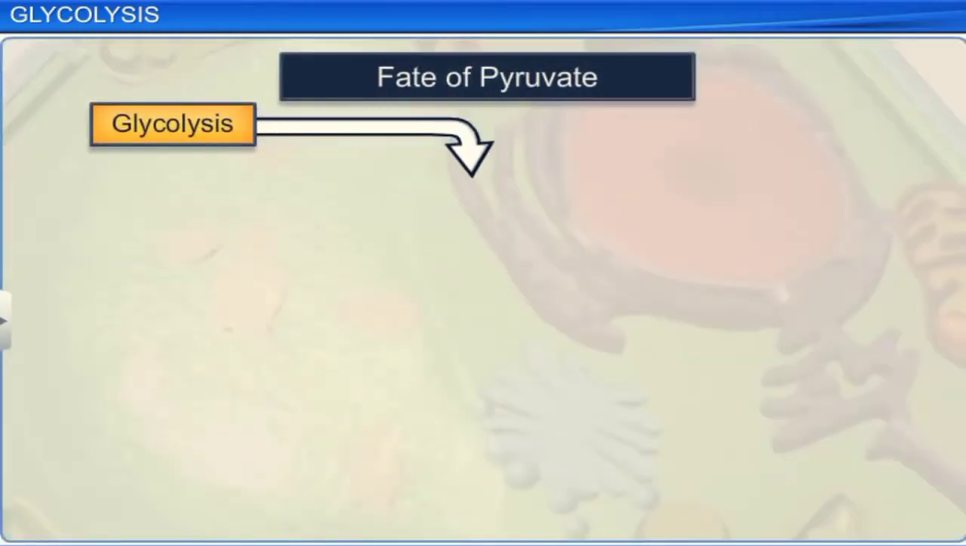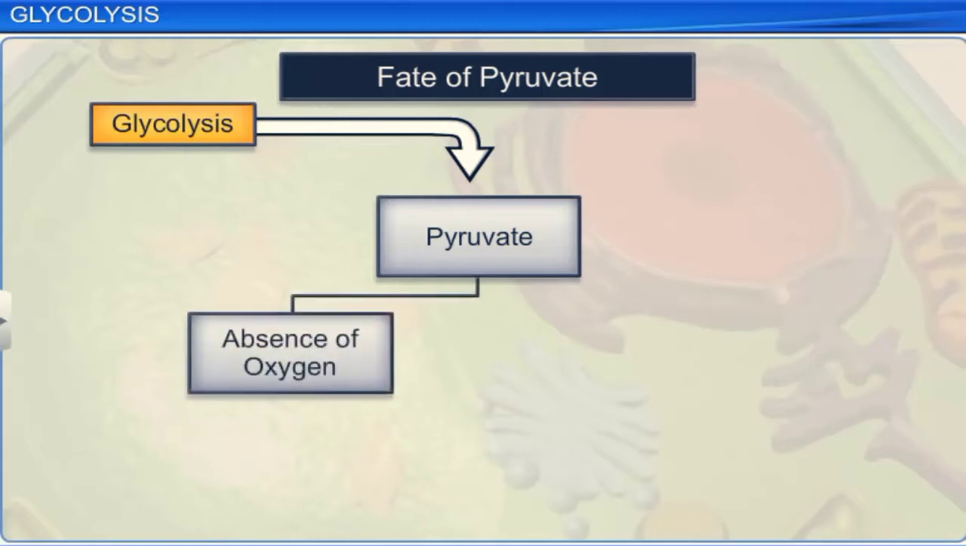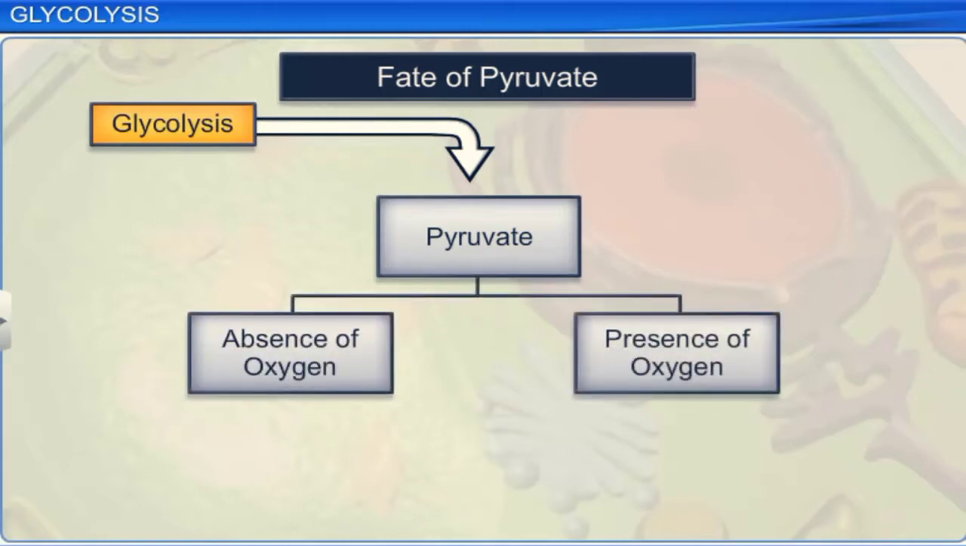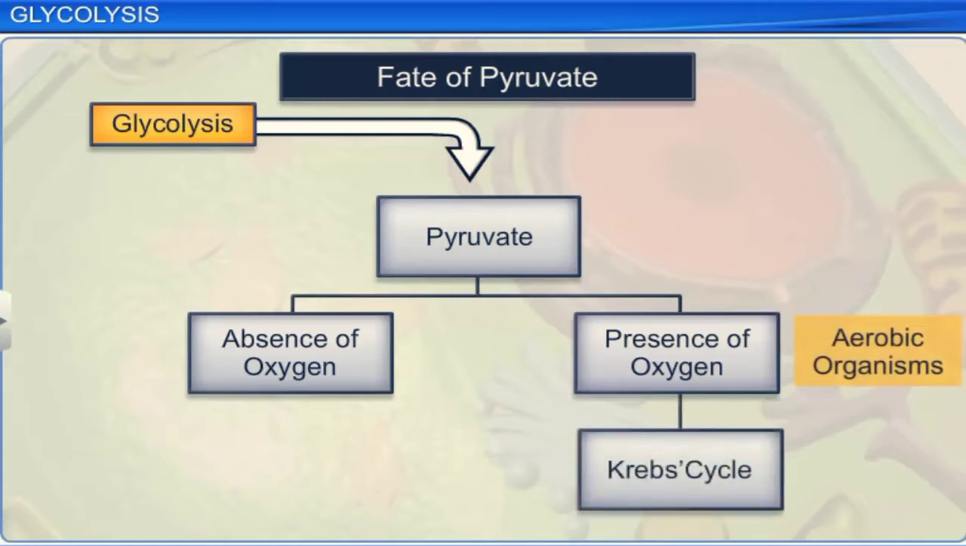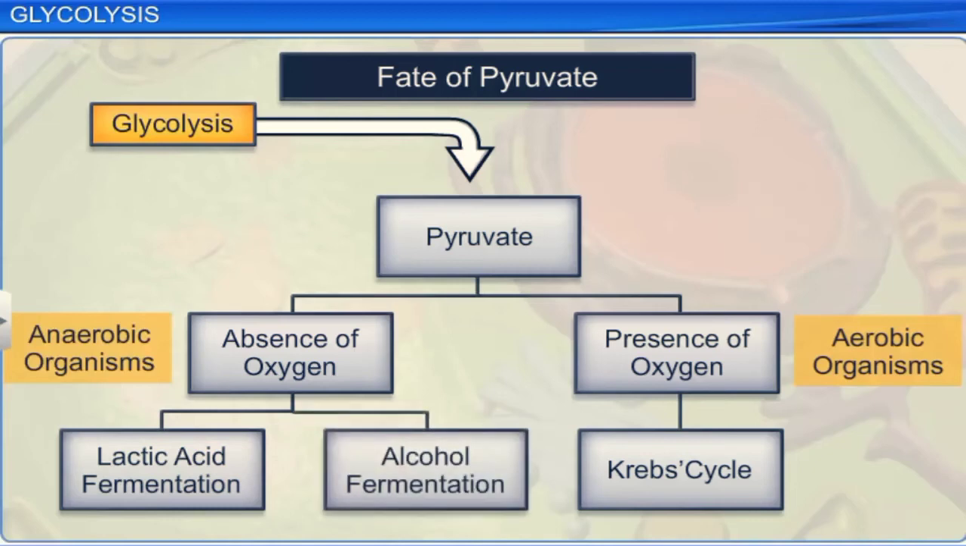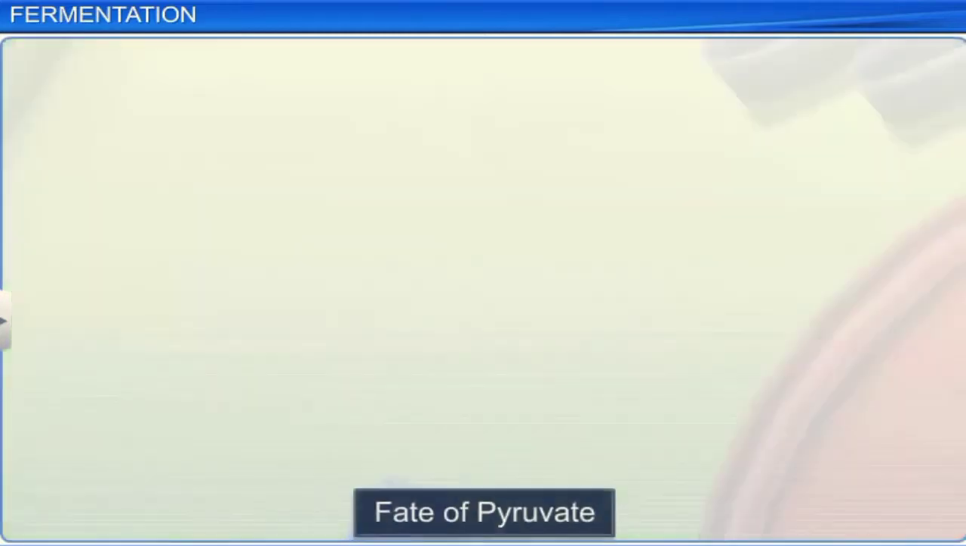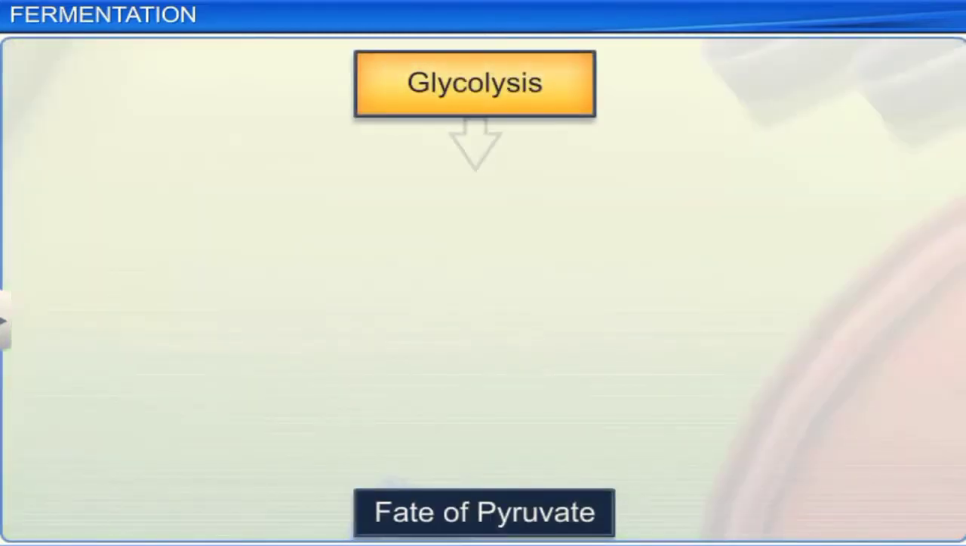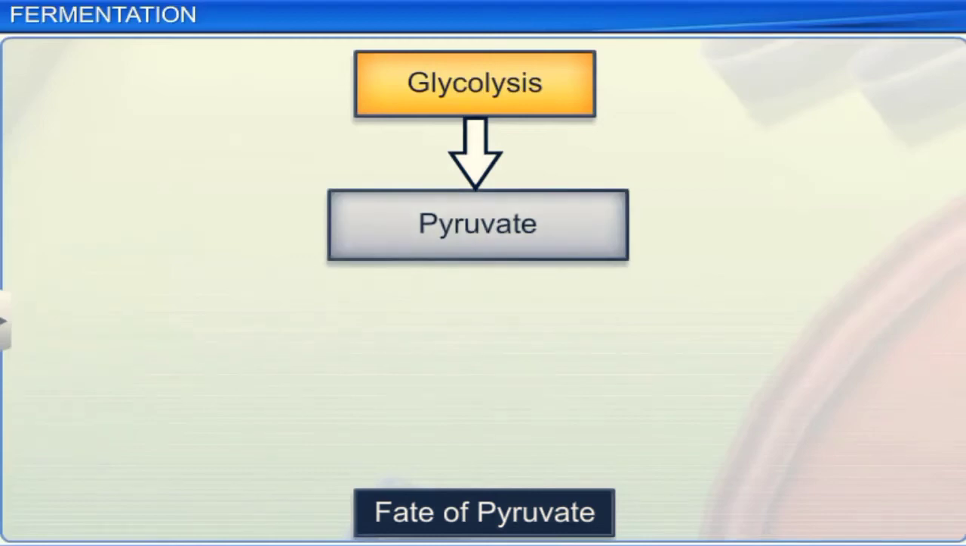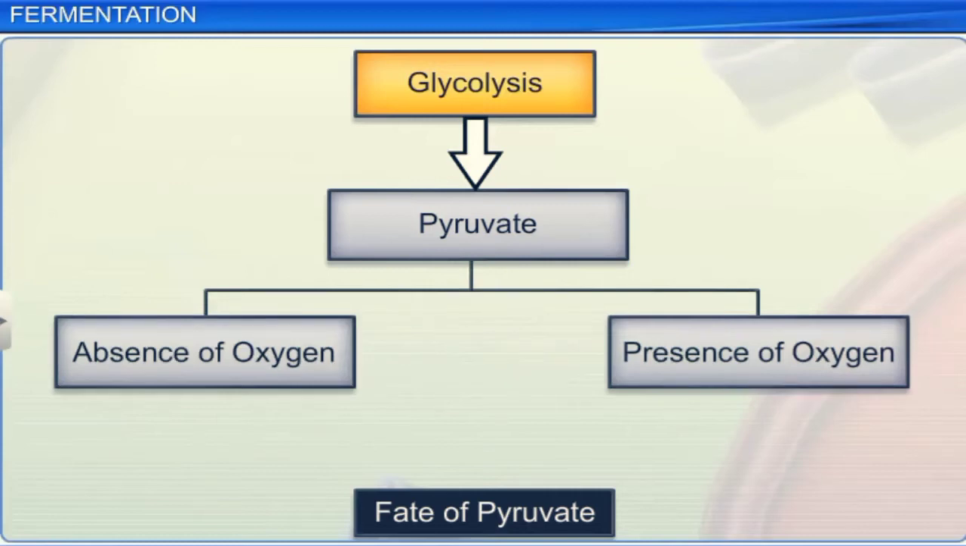The key product of glycolysis is pyruvate. It can be utilized in different ways based on the availability of oxygen. In the presence of oxygen, it is utilized by aerobic organisms in Krebs cycle for complete oxidation. In the absence of oxygen, it is utilized by anaerobic organisms in lactic acid or alcohol fermentation. In a plant cell, glycolysis leads to the formation of pyruvic acid or pyruvate. Further, it is broken down based on the availability of oxygen.